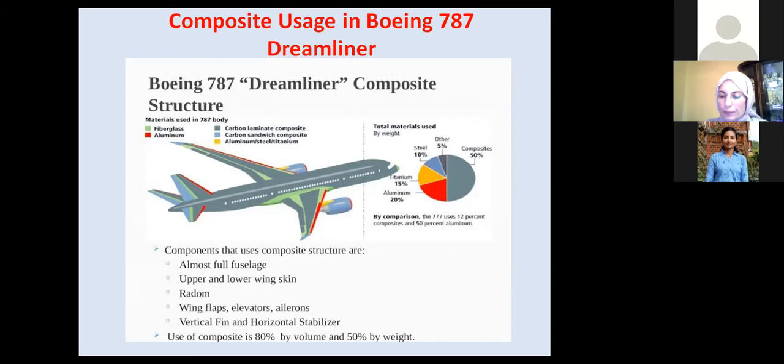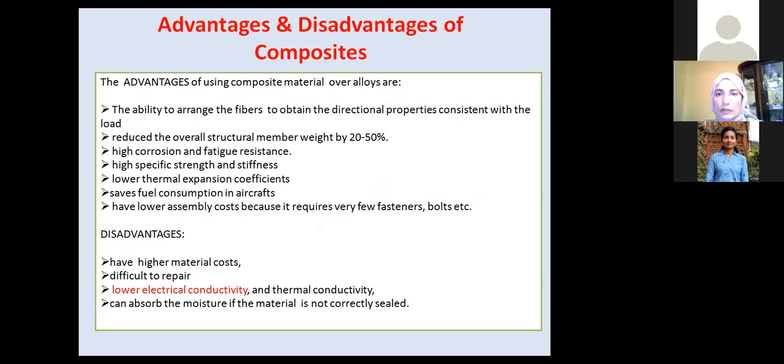And there are some advantages of these composite materials over the alloys. For example, they have high corrosion and fatigue resistance. It means that the fatigue resistance is also a commercial advantage for aircraft structures. High specific strength and stiffness. This is important, because over the metal alloys, they have high specific strength and stiffness, and a lower thermal expansion coefficient.